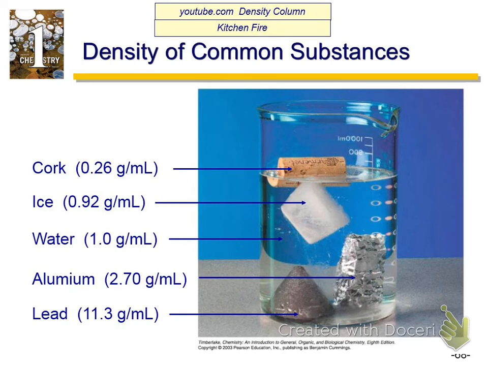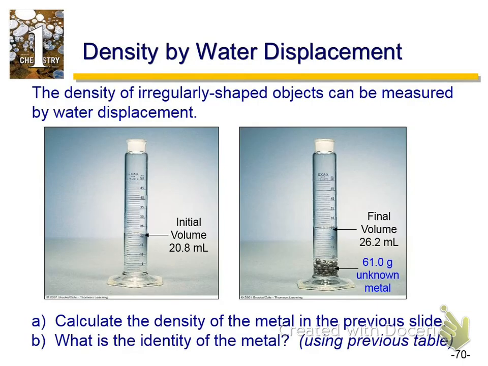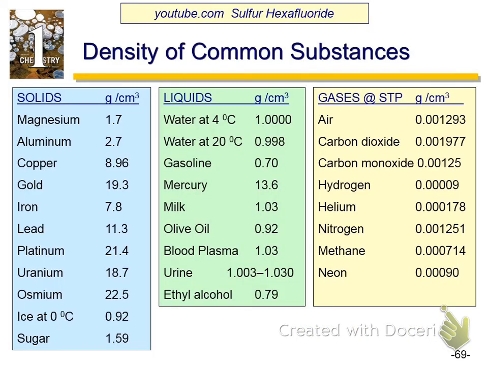Okay, so there's a question on the lab quiz about floating and sinking. If it's got a greater density than 1, it's going to sink. Smaller than that, it's going to float. Here's some density of different objects. You can see solids tend to have the greatest density, followed by liquids and followed by gases, okay?